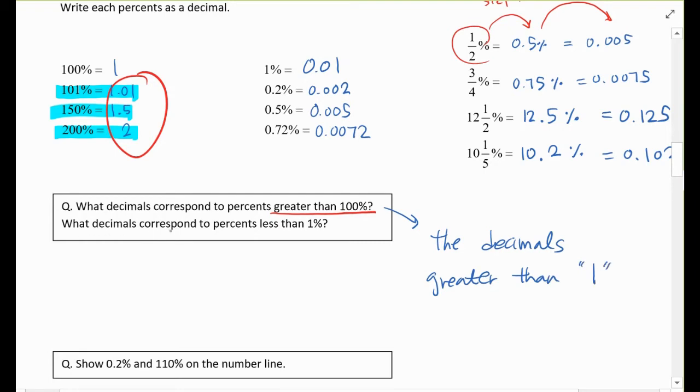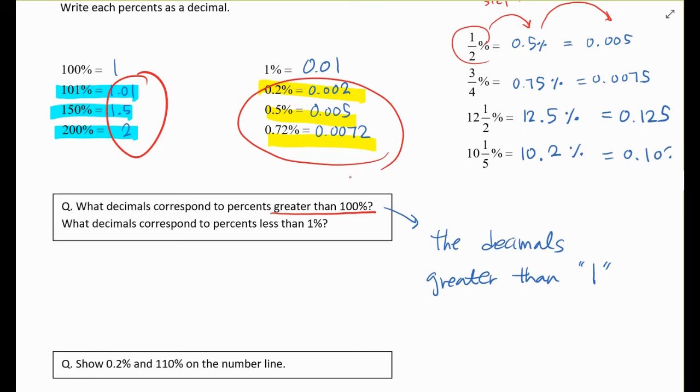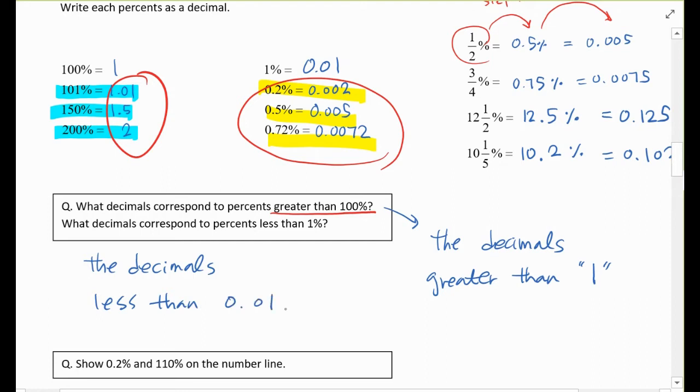And what decimals correspond to percent less than 1%? Okay, those are less than 1%. And if you look at those decimal numbers, they are less than what number in decimal? So those numbers are less than 0.01. So we say the decimals less than 0.01.